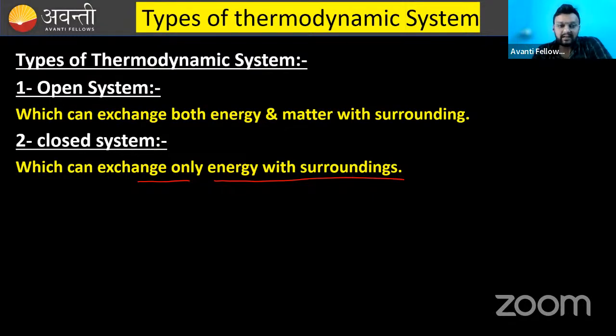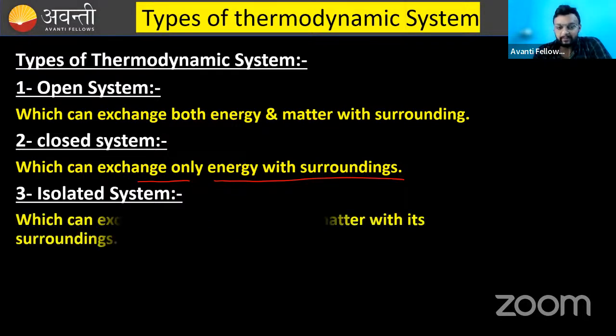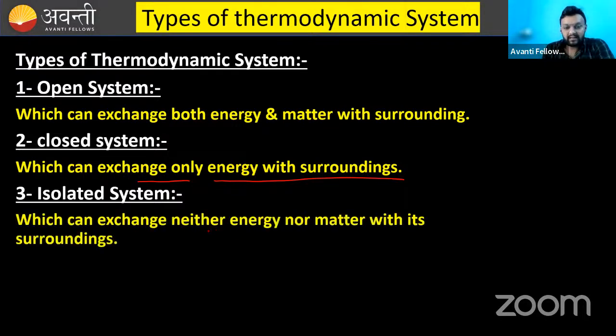And there comes another type of system, that is the isolated system, which is going to be used very frequently. What is an isolated system? One through which neither can be exchanged. Neither means neither energy nor matter with the surroundings. You cannot exchange energy, you cannot exchange matter with the surroundings in an isolated system. I think these are the very basic fundamental things, that is clear. Now moving further.